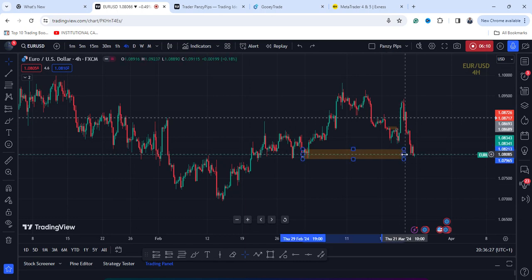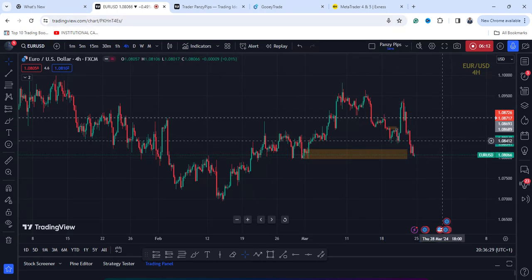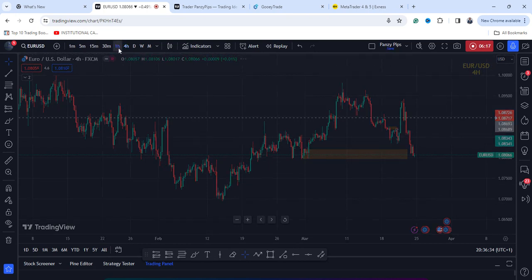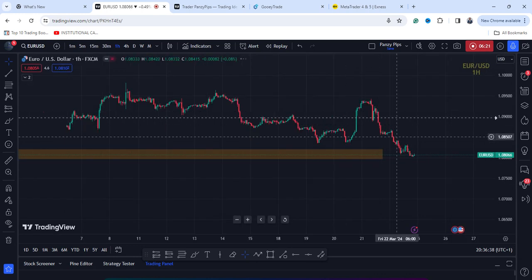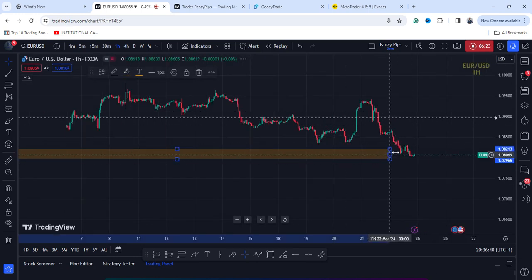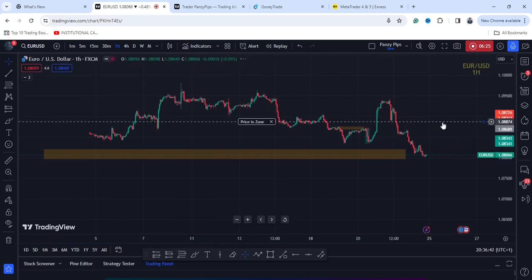But for now, we haven't seen any sign of reversal on the 4 hour, so we are still holding on to a very bearish perspective. Let's look at it from the 1 hour perspective and see. On the 1 hour, what do we have?